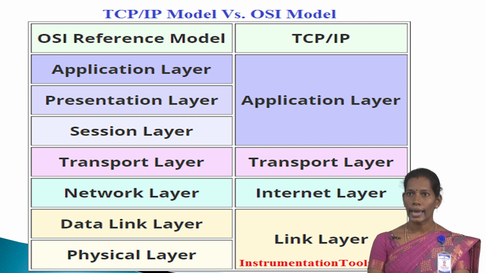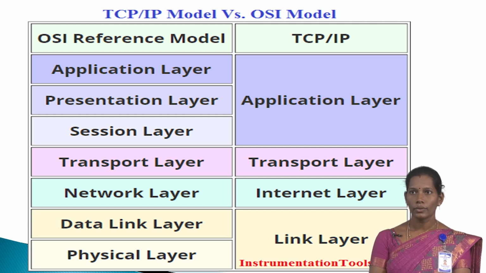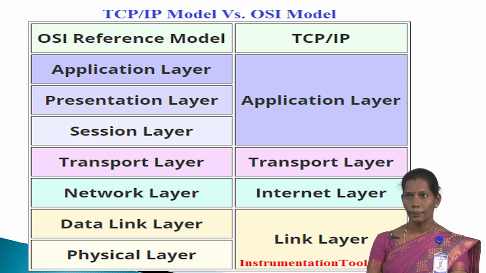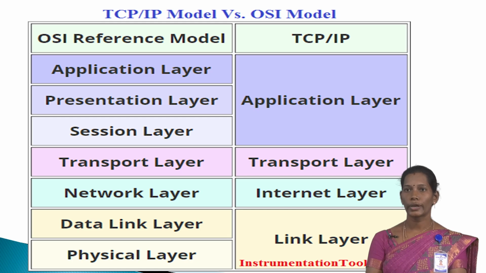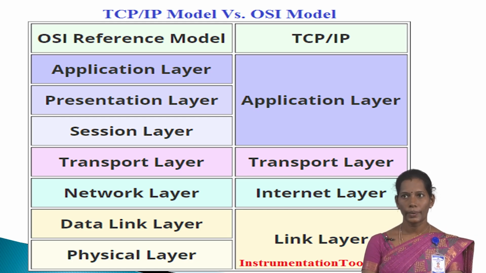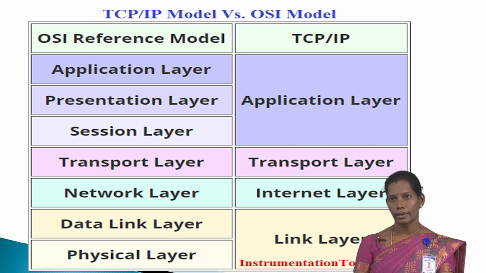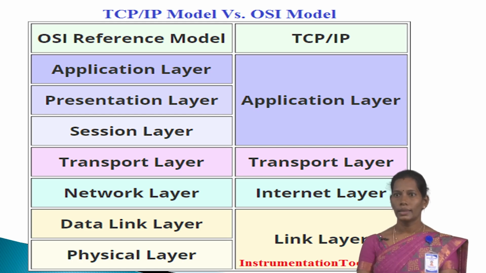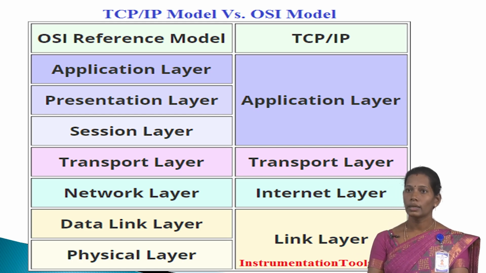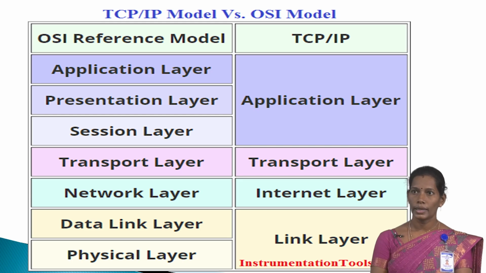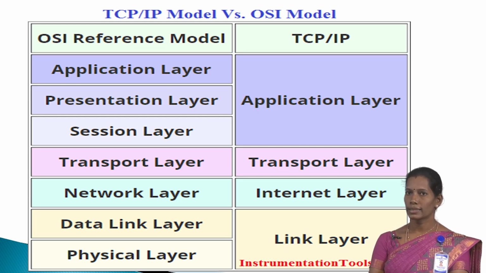The functions carried out by this layer are encapsulating the IP datagram into frames transmitted by the network and the mapping of IP address into physical address. The protocols used by this layer are Ethernet, token ring, FDDI, frame relay, etc.